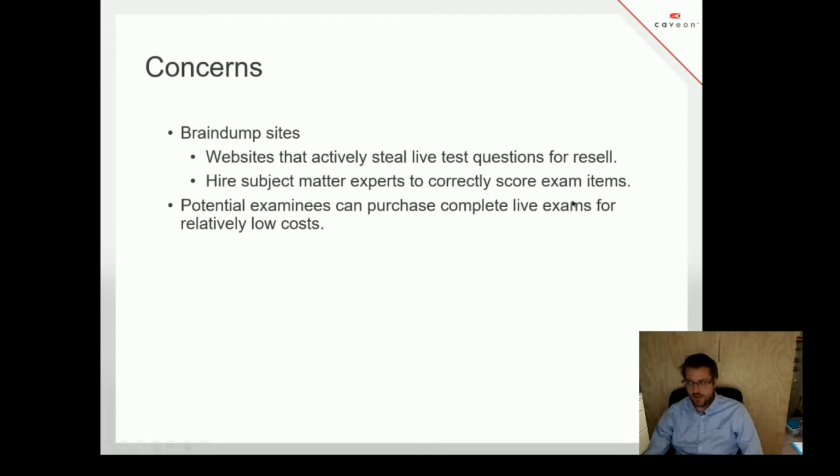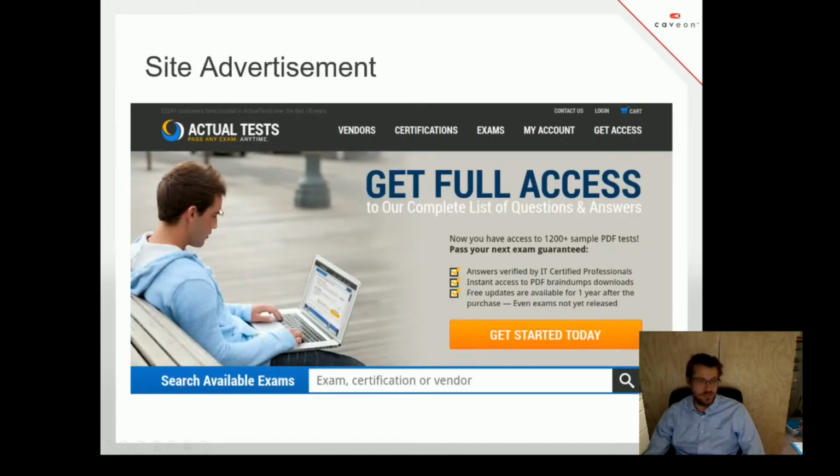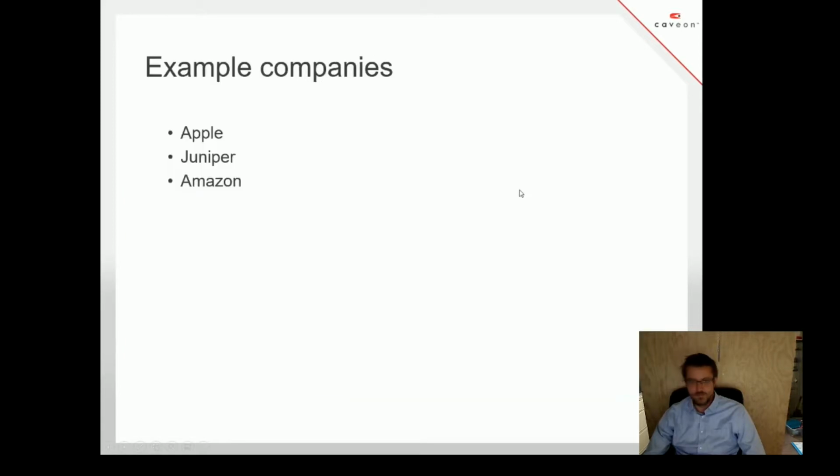Here, for example, is an advertisement for one of these sites. They advertise actual tests. You can pass any exam at any time because we'll give you the actual questions to pass it. They say their answers have been verified by security professionals or by IT professionals, and you just get instant access to 1,200 exams from this site. Other brain dump sites say 3,500 exams, and they offer different payment plans to get there. But essentially, test content is up for grabs.